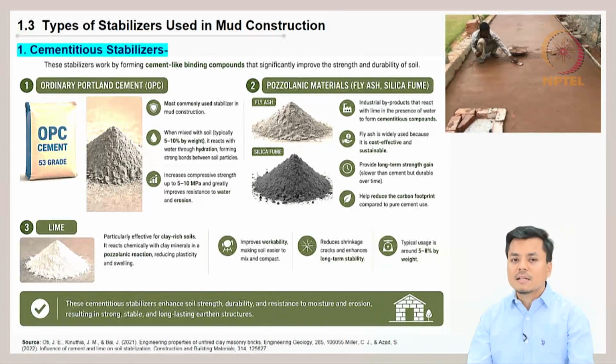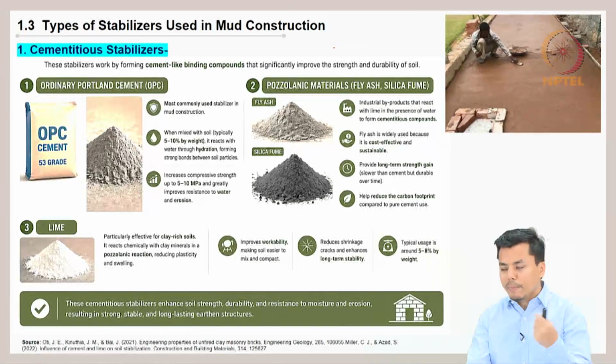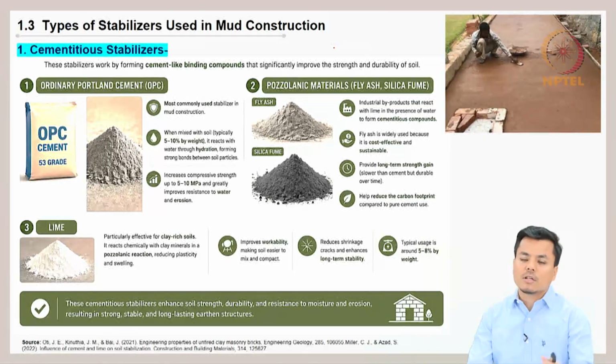Next, let us understand the different types of stabilizers that are used for earth construction or mud construction. First, as I had mentioned in the content also, are cementitious stabilizers. These are stabilizers which work by forming cement like binding compounds that significantly improve the strength and the durability of the soil. So that is the advantage of using cementitious stabilizers.